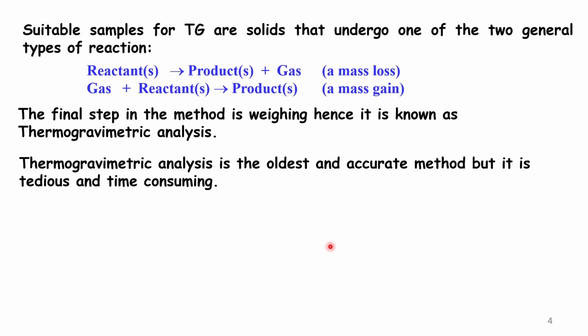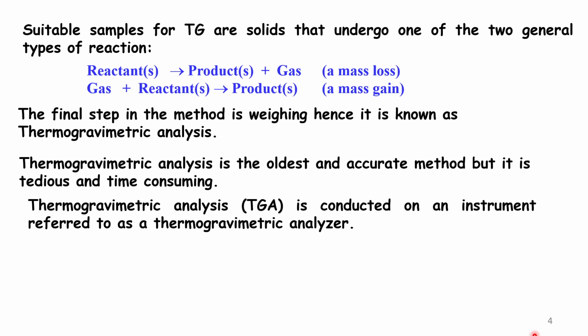The thermogravimetric analysis is the oldest and most accurate method, but it is tedious and time consuming, because if we record any physical or chemical changes during the heating process or during the cooling process, it requires a large interval of time.